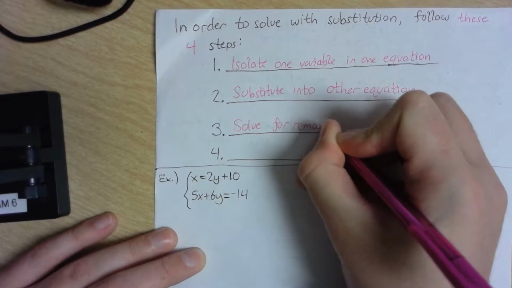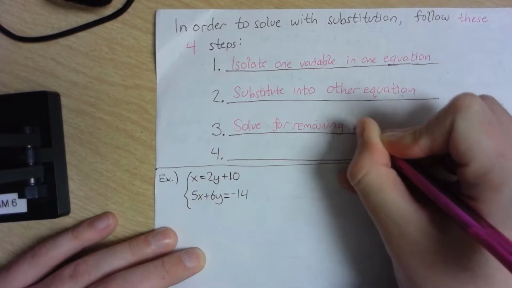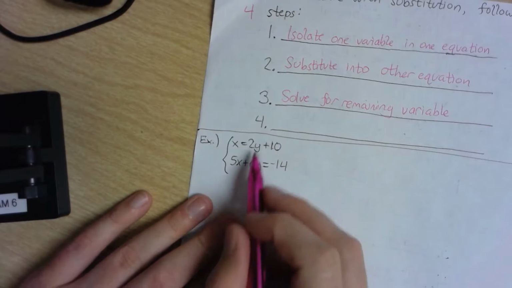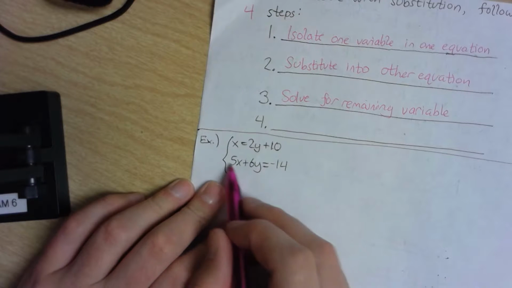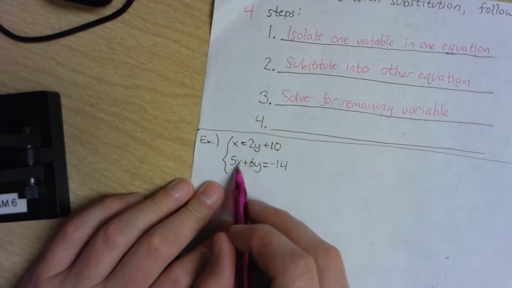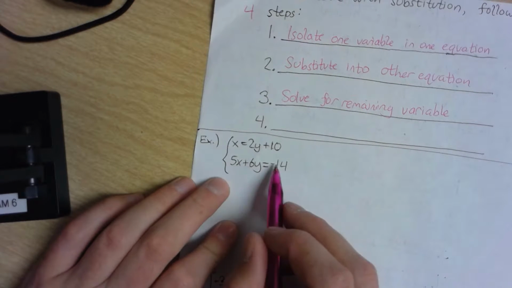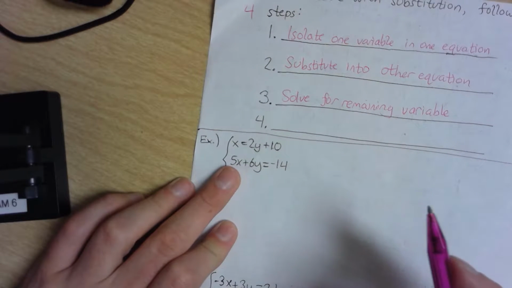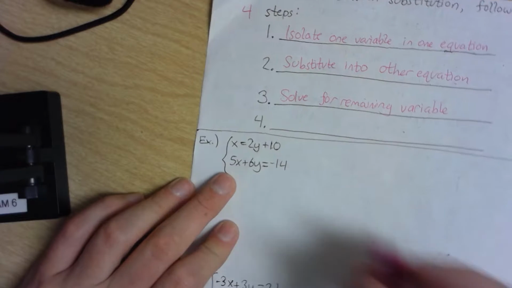Step 3: solve for the remaining variable. Okay, so when we plug in 2y plus 10 for x, now we only have y's in this equation. We don't have this x anymore. So we're down to one variable. That was our goal. And now we can solve for that remaining variable, which is going to be y.